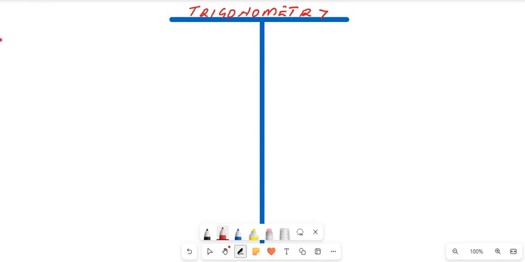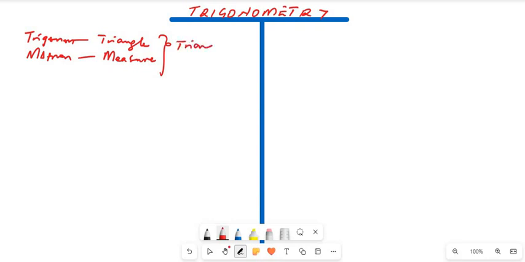What is trigonometry? This word trigonometry comes from two Greek words, one called trigonon, which means triangle, while the other is metron, which means measure. So when we talk about trigonometry, we are basically going to be talking about triangular measures.